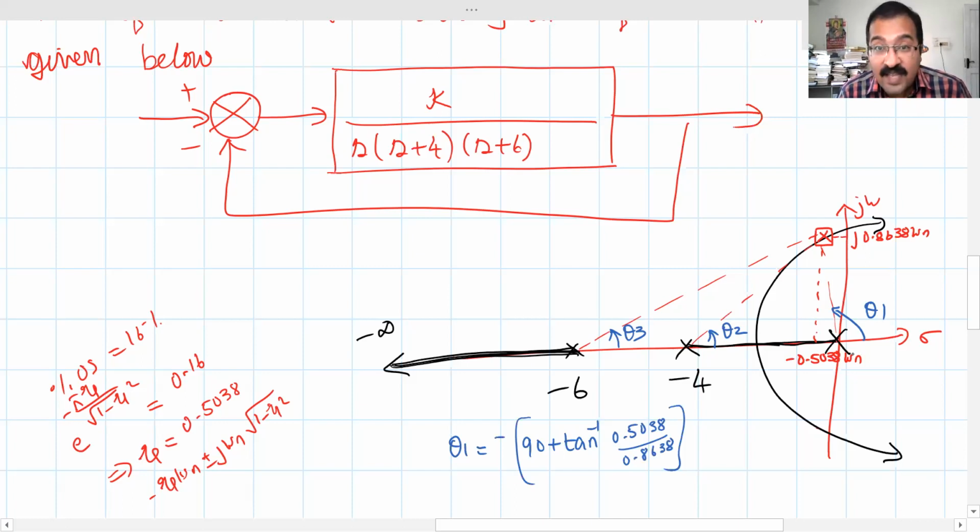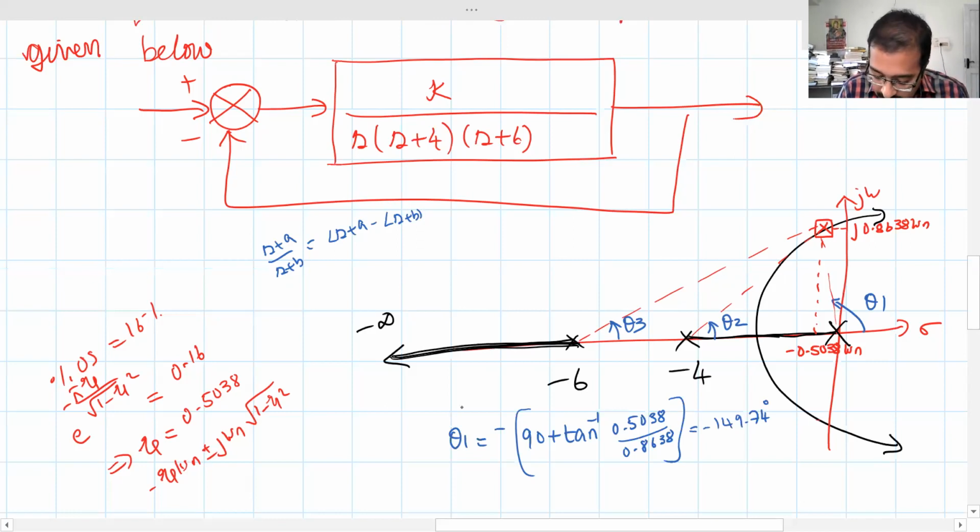Because these are the net angles contributed by poles. If you have something like s plus a by s plus b, what is the net angle? Angle due to the numerator part minus angle due to the denominator part. Poles being in the denominator will always contribute negative, or lagging, angles. That is why the minus sign here. If you solve this, you will get theta 1 as minus 149.74.